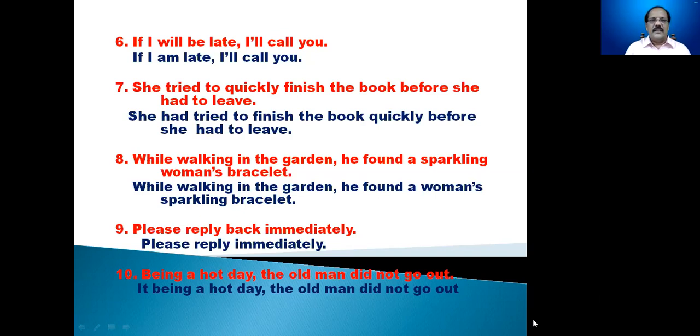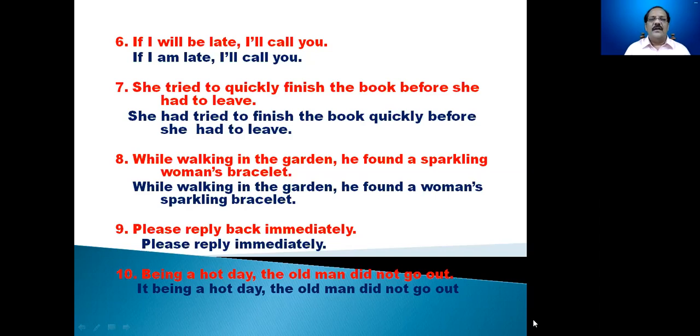Then if you go for the second one, she tried to quickly finish the book before she had to leave. Both are in the past tense, but more emphasis must be given to the first activity. When you are giving importance to that, she had tried to finish the book quickly before she had to leave. So that is the right answer.